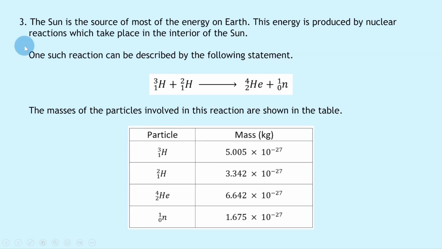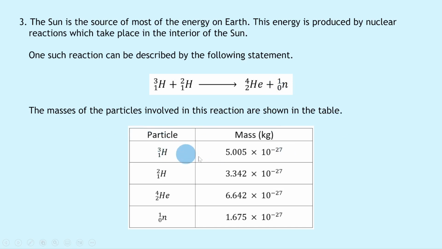Lastly, question 3 says the sun is the source of most of the energy on Earth. This energy is produced by nuclear reactions which take place in the interior of the sun. One such reaction can be described by the following statement. So we have hydrogen 3 plus hydrogen 2 going to helium 4 plus a neutron. It then says the masses of the particles involved in this reaction are shown in the table.